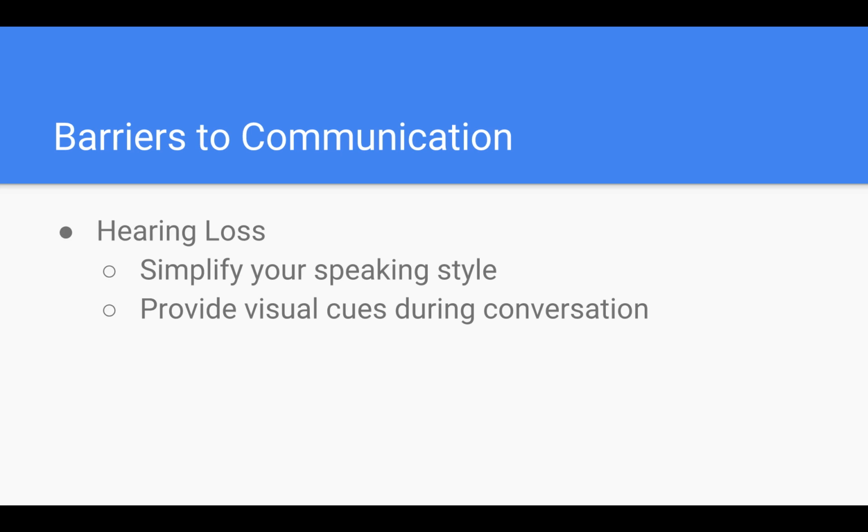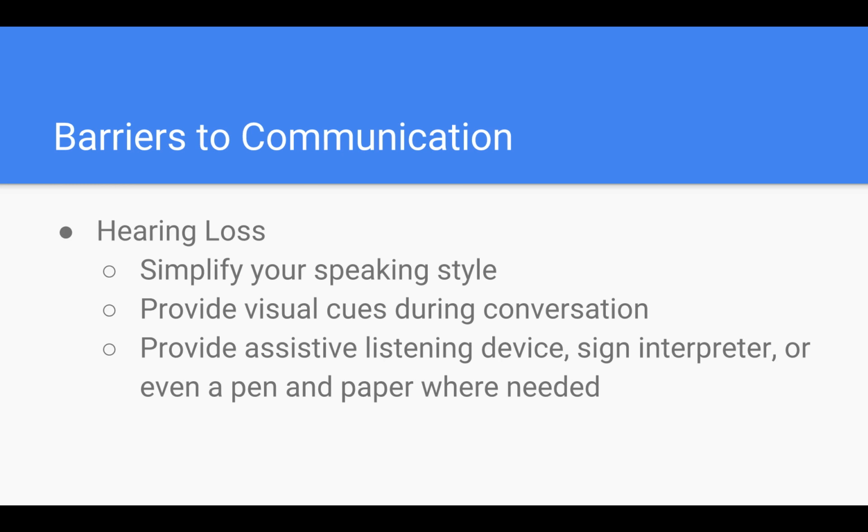All right, and then provide assistive listening devices. This is going to be one for people with severe hearing loss. You might have simply an assistive listening device, which is a small box that clips on the belt, connected to a pair of headphones, and it's just an amplifier.